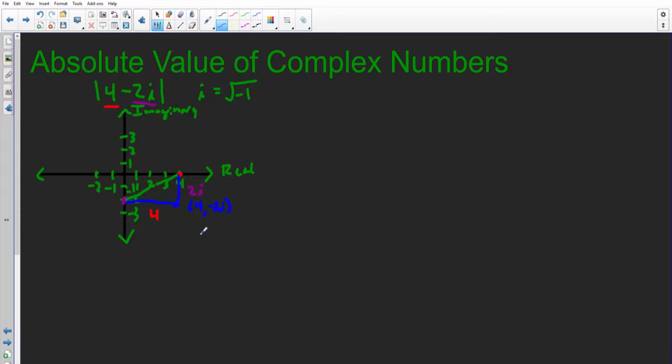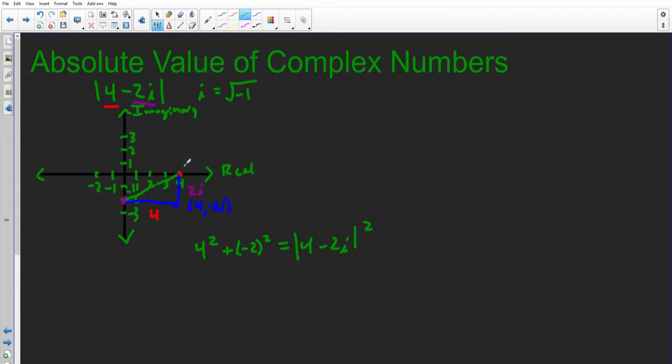All you need to do is use Pythagorean's theorem, basically. So all you have to do is say, okay, this is going to be equal to 4 squared plus -2 squared, and that's going to equal the absolute value of 4 minus 2i squared.